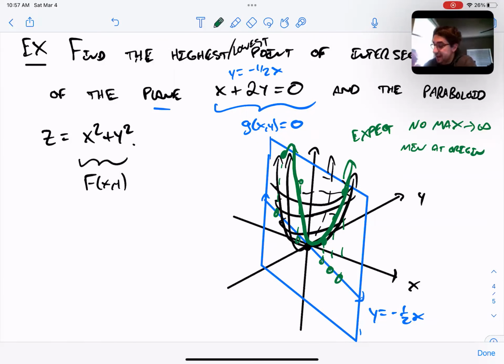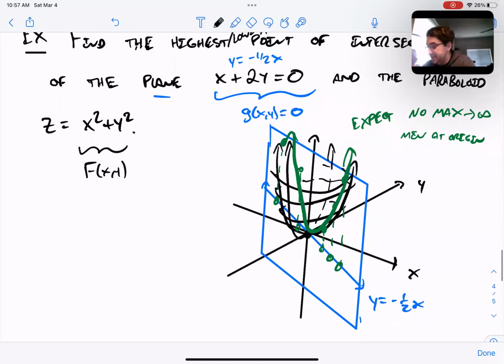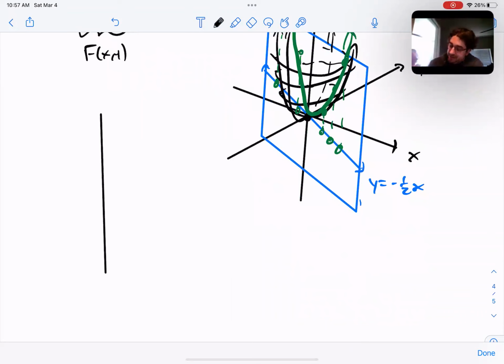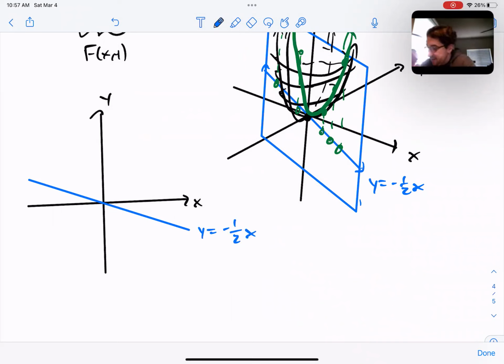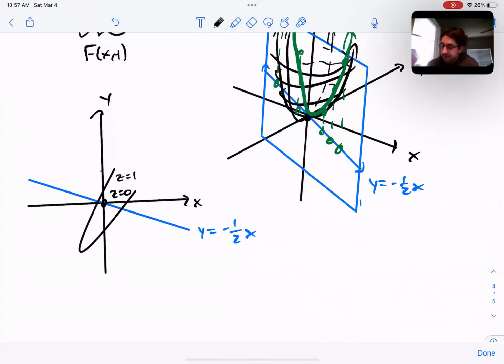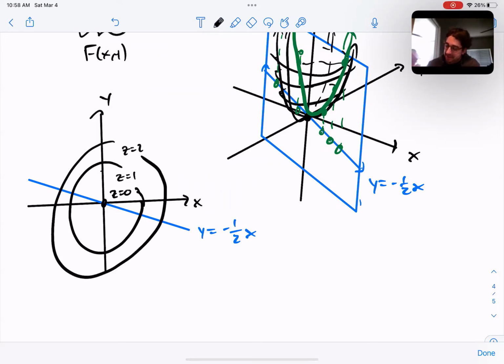You can also kind of see this if, like I recommended before, you look at the contour plot, right? So what would this look like in the contour plot? You'd see X and Y. You'd see this constraint being the line Y equals negative one half X, right? And then you'd have these, Z equals zero, right? Z equals one. These concentric circles. Whoa. Apparently, if you don't connect your circle, Notability does not turn it into most of a circle. There we go. Z equals two, right? Z equals three.